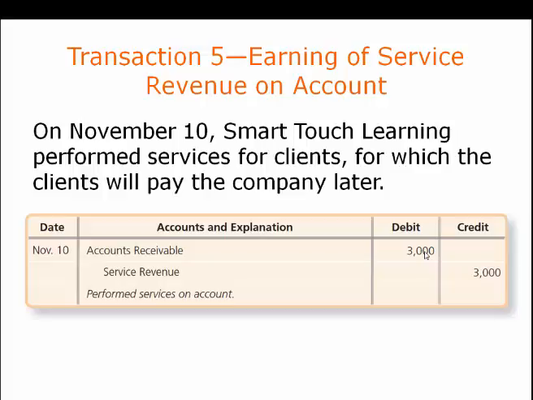Remember, on account is a big deal, even though it doesn't say it here. They expect to receive this. Smart Touch expects to receive this money later.